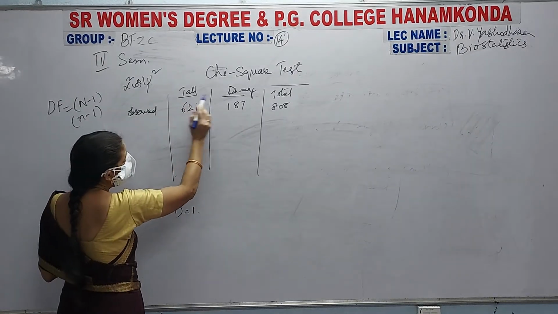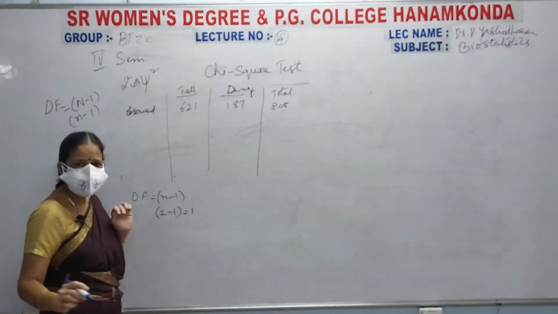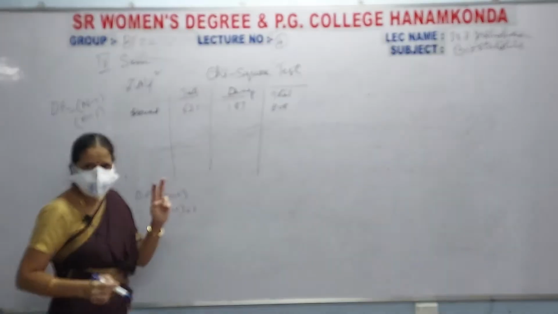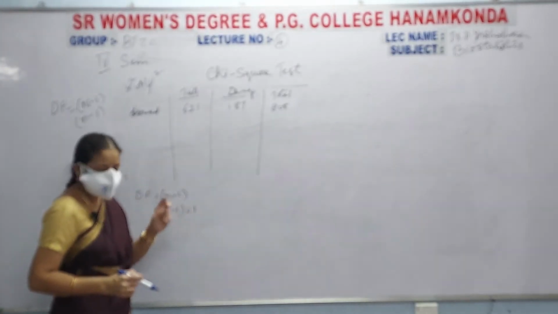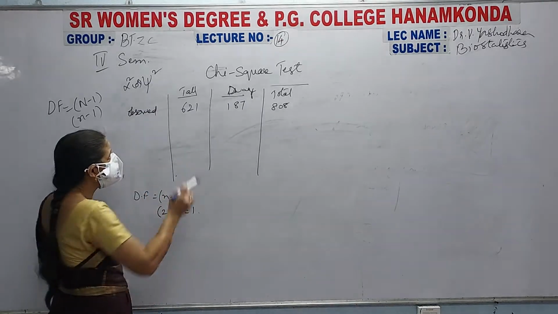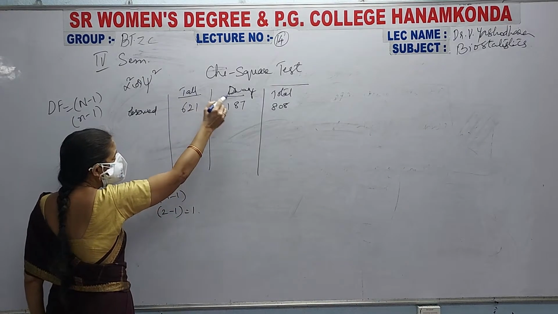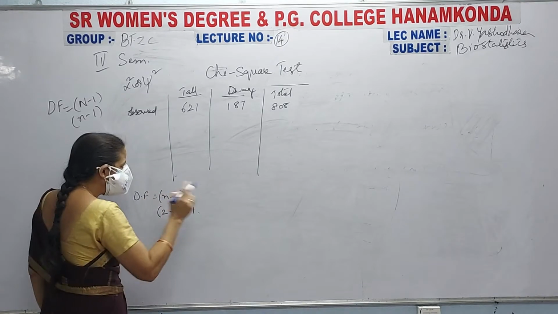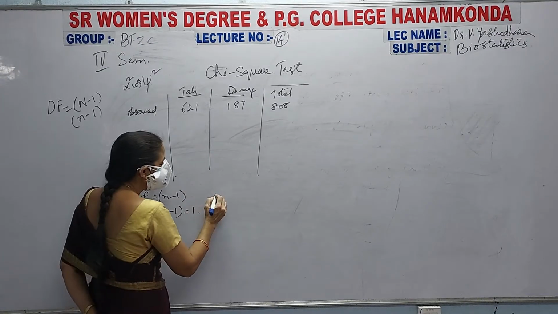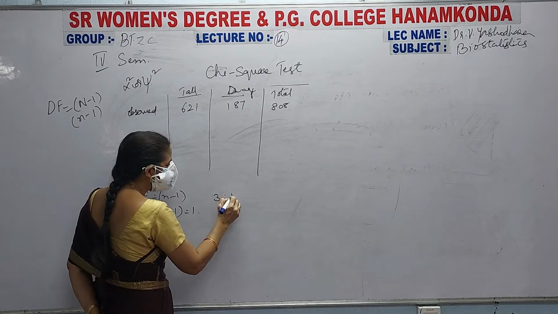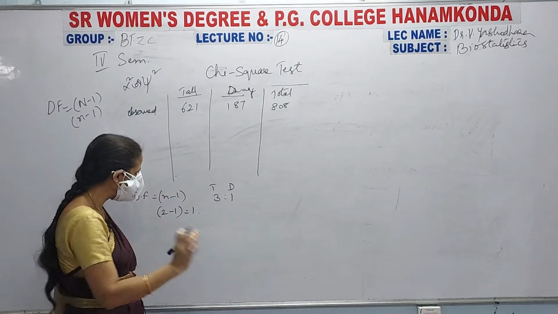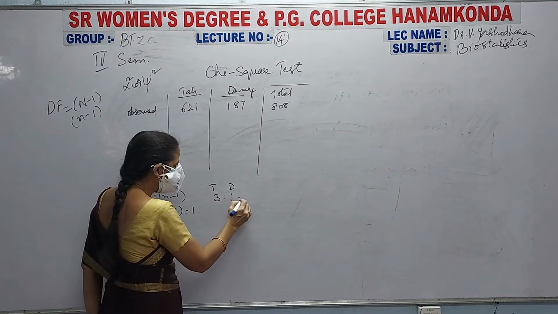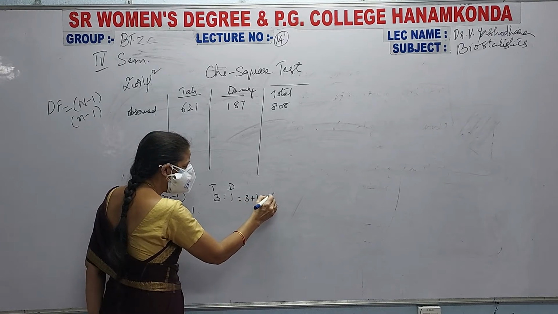Next, it is a monohybrid ratio. Is it or not? Tall and dwarf are crosses, so there are only 2 contrasting characters. So there is only one contrasting character, height of a plant, that is tall and dwarf. Now it is a monohybrid, so you know that monohybrid ratio is 3:1, that is 3 tall and 1 dwarf. This also you know. Now 3:1 is equal to 3 plus 1 is equal to 4.